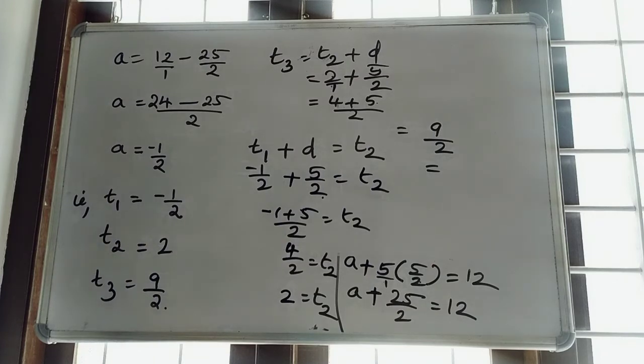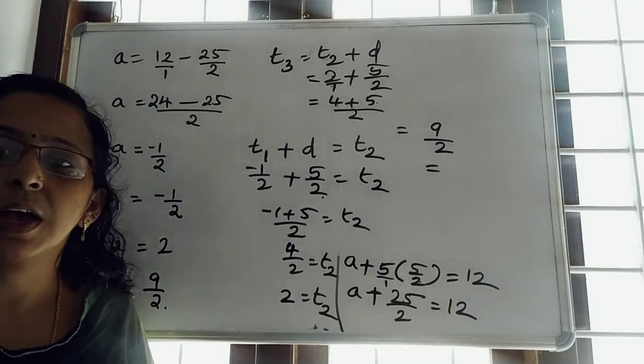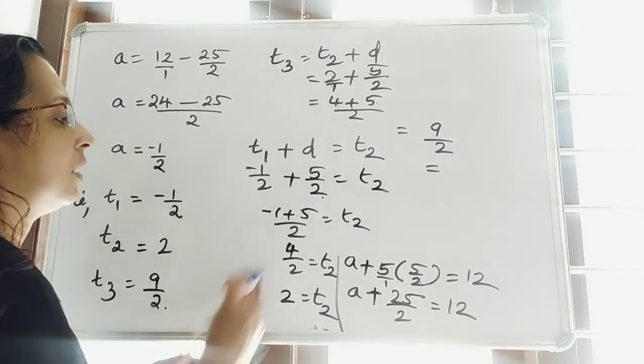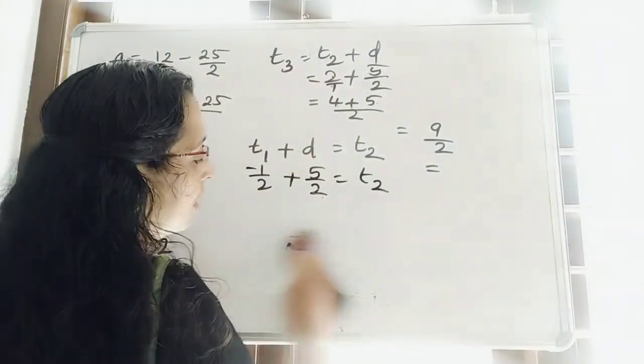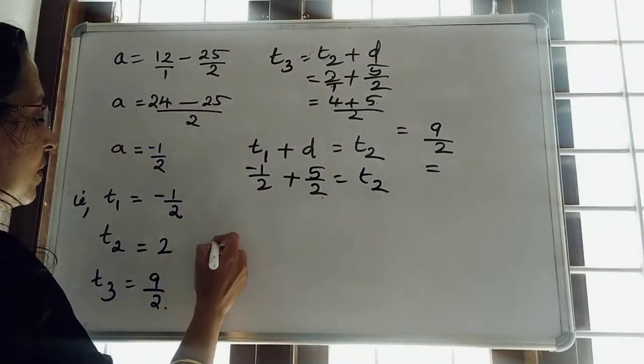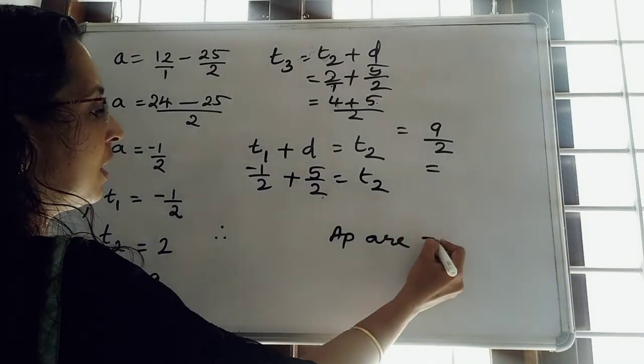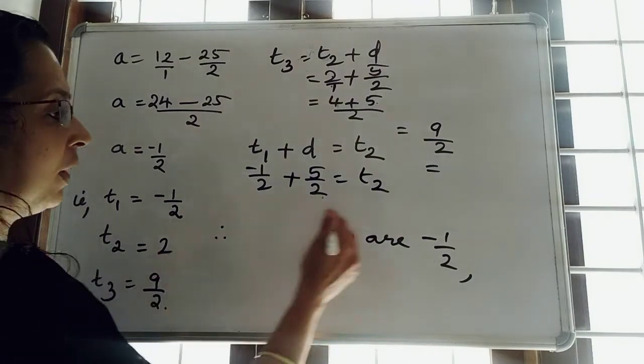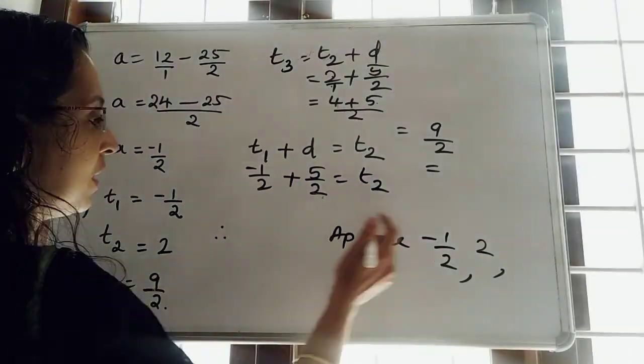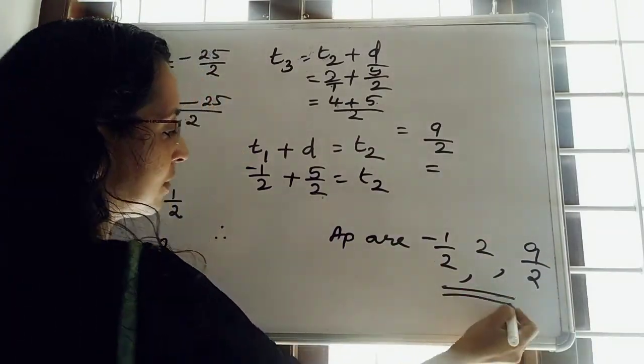What we want to find out? Find the first 3 terms of the AP. Therefore, the first 3 terms of the AP are: first one is negative 1 by 2, second one is 2, and third one is 9 by 2. So that is our answer.